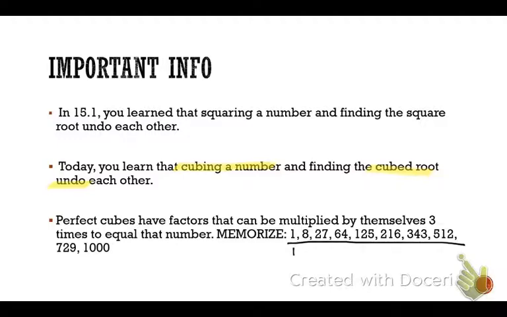The cube root of 8 is 2. 27 is 3. 64, 4. 125 is 5. 216 is 6. 343 is 7. 512 is 8. 729 is 9. And 1000 is 10. Those are the cube roots, multiplied by themselves 3 times to equal the perfect cube number. So again, just having that memorized saves us quite a bit of work.